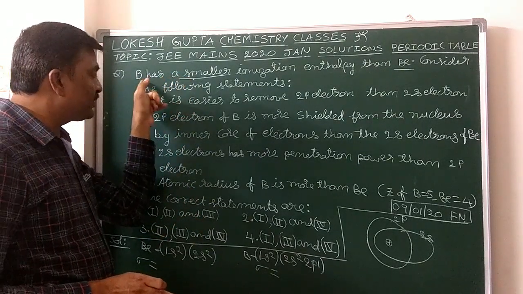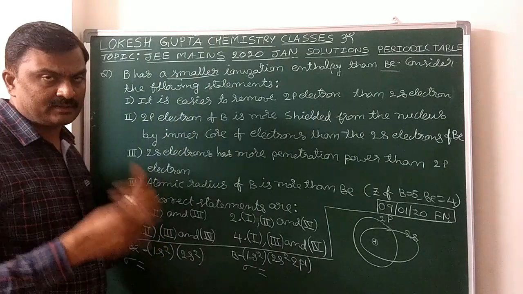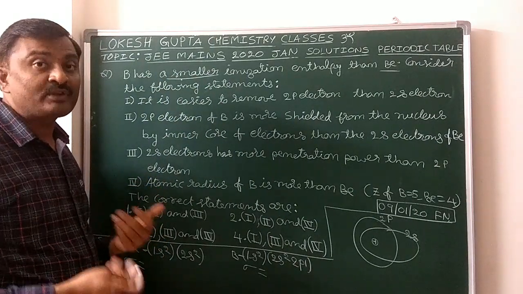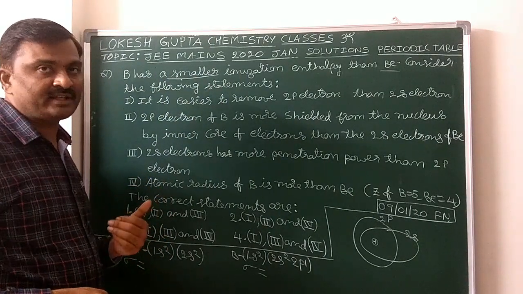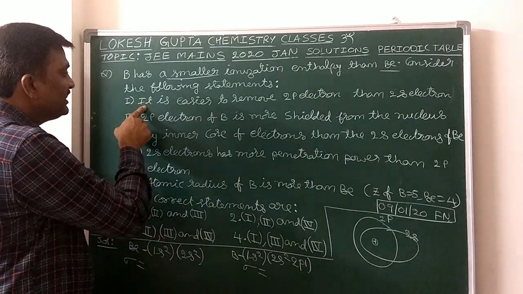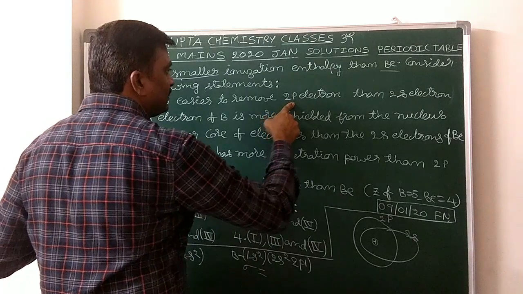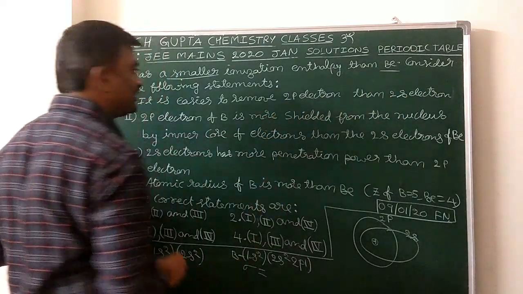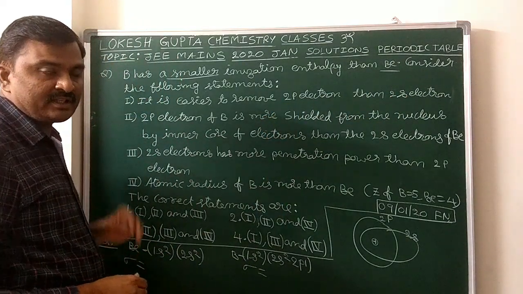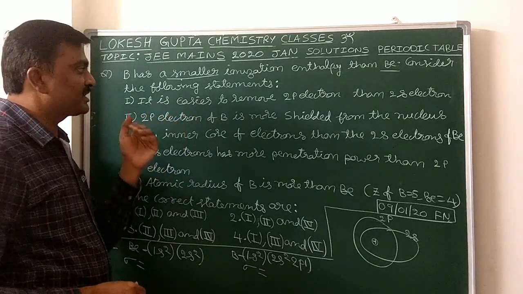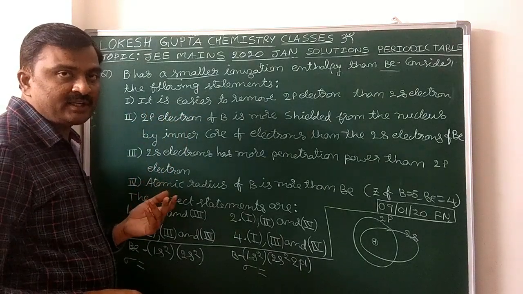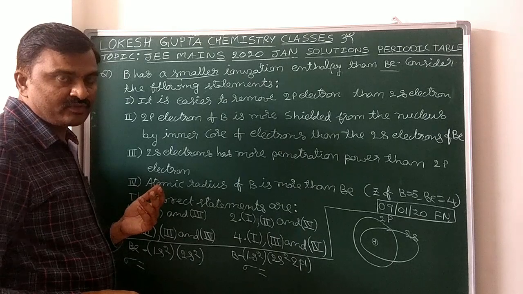But from beryllium to boron it is decreased. Ionization enthalpy of boron is smaller than that of beryllium. Why? What is the reason? That one they are asking. See, it is easier to remove a 2p electron than a 2s electron. Yes, correct. Here, when compared with a 2s electron, to remove a 2p electron is easier.